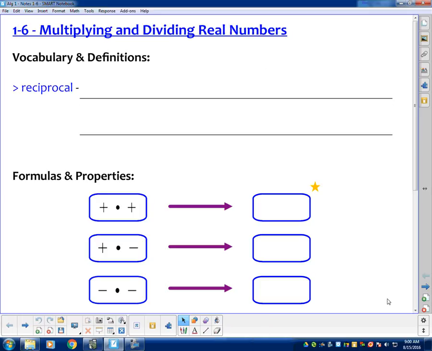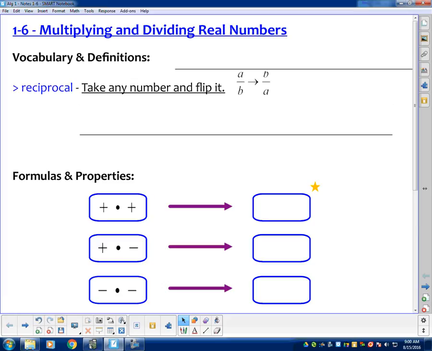Is 1.6 multiplying and dividing real numbers? We have a definition here. We're going to start with the idea of a reciprocal. A reciprocal is when you take any number, usually written as a ratio or a fraction. So even if it was a whole number like 5, we would write it as 5 over 1.